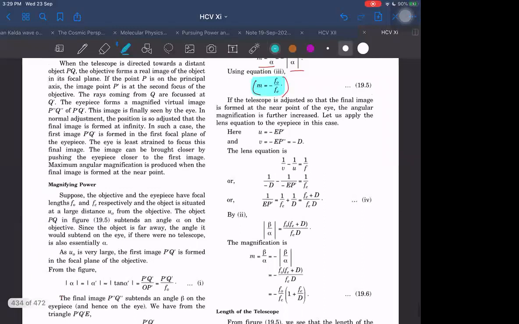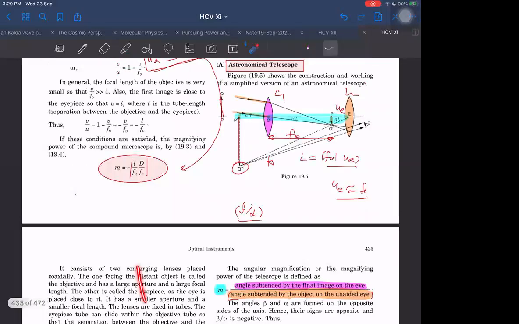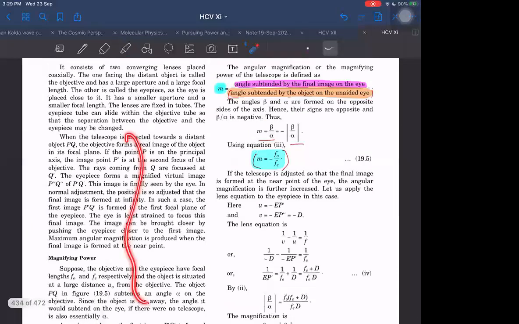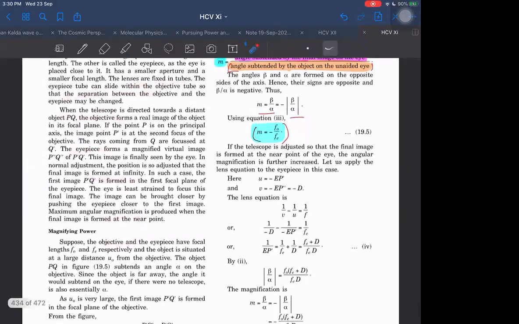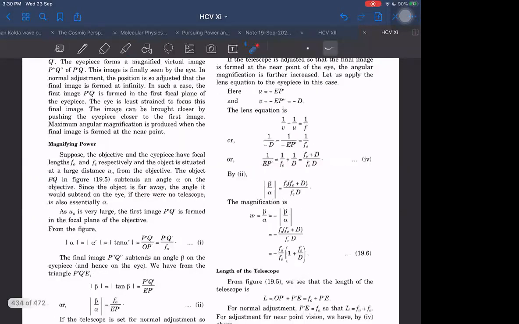I don't know, whatever theory they have given here, if you want to read it, you can, but I don't think there will be anything significant here. You can read it, maybe you get something, but I don't find anything. Here mainly it will be this only: M will be equal to F naught by Fe, which we can see from the diagram itself. After that they are writing it in a different form, that also we should see.